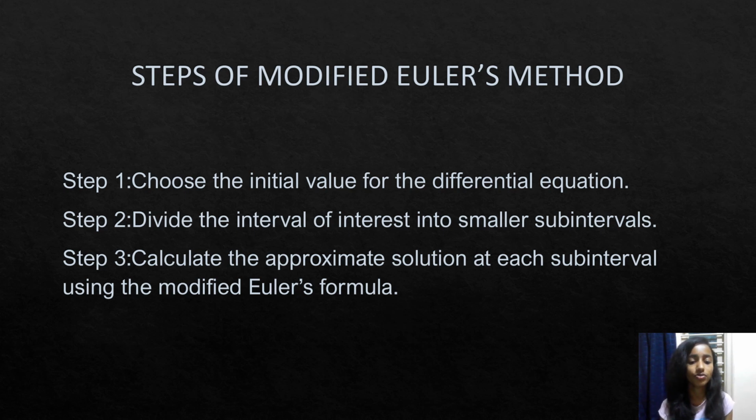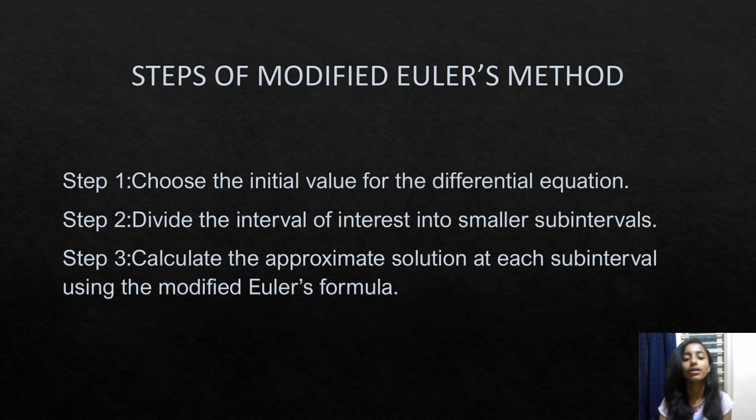Step 3 is approximating the next value of the independent variable. Increase the value of the independent variable by chosen step size h. This will determine the new value of the independent variable at the next step. The new value will be used as the starting point for the next iteration of the method.